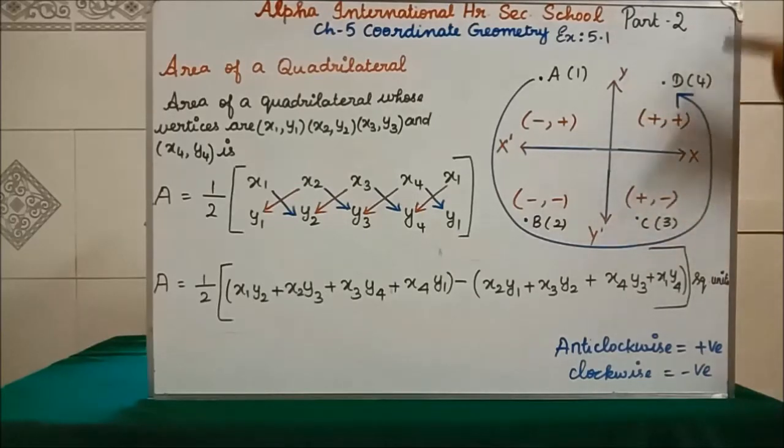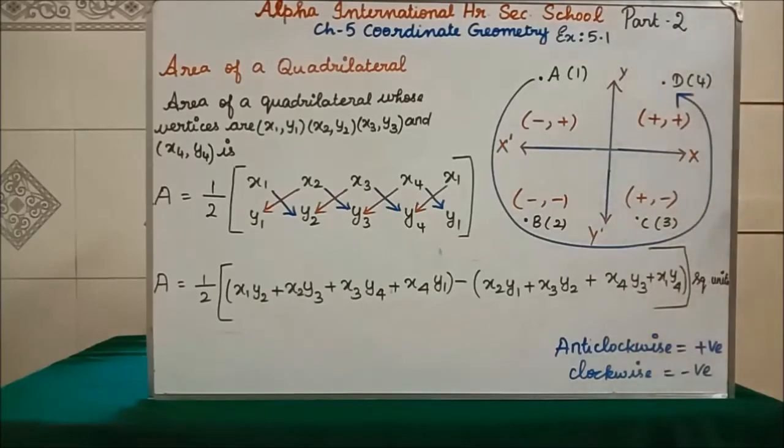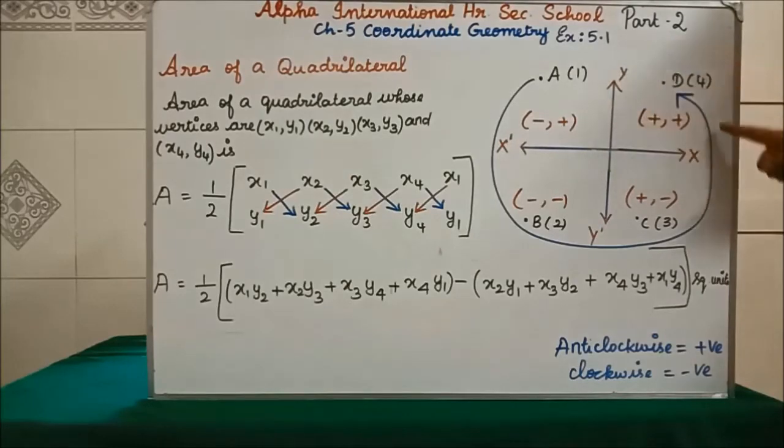I have told you in the area of a triangle also, whenever you plot the points in the graph, you have to go in the anti-clockwise direction. Anti-clockwise means you will get the area value as positive. If you go in the clockwise direction, you will get the area as negative. You are not supposed to get a negative area. Area will never be negative. So you should not take the clockwise direction. You are going to take only the anti-clockwise direction. Clear?